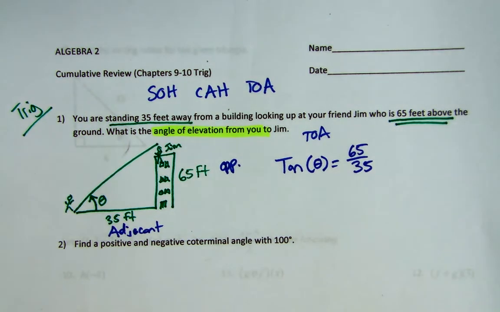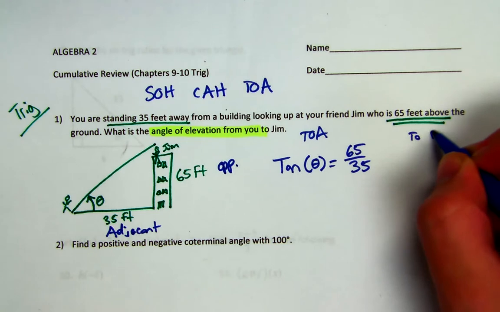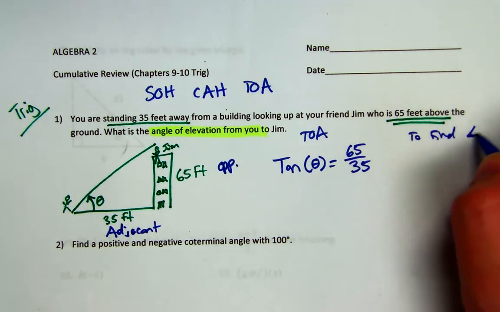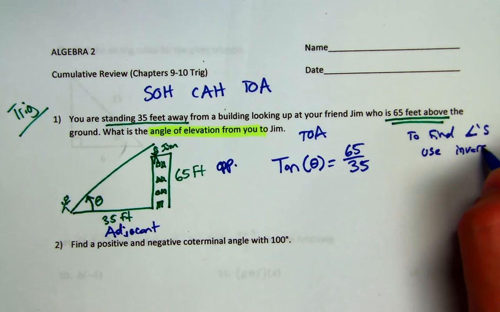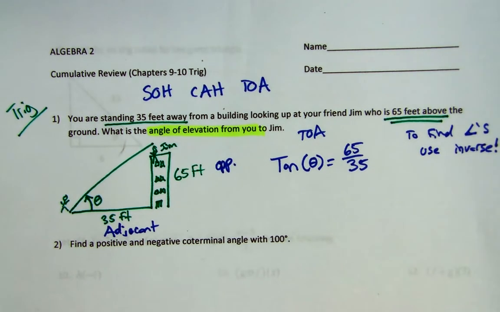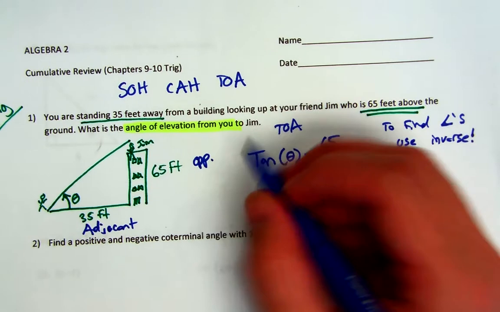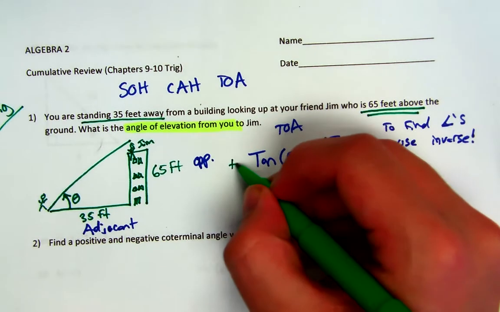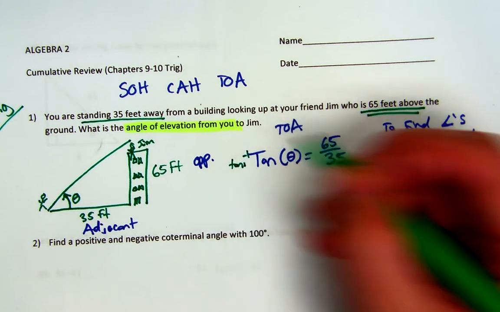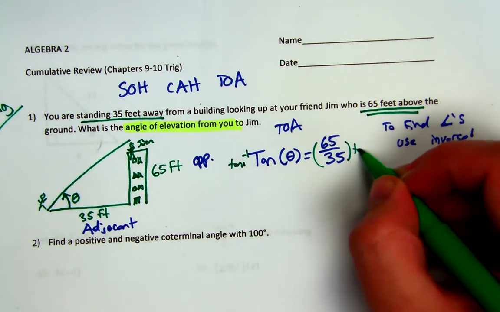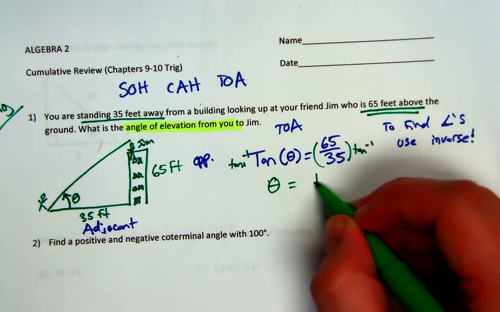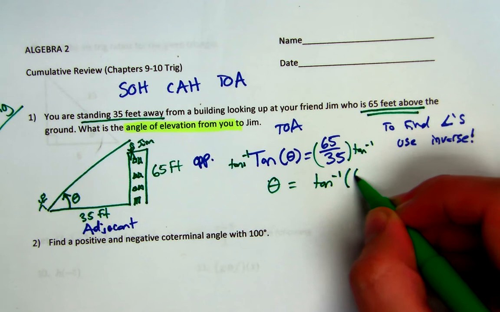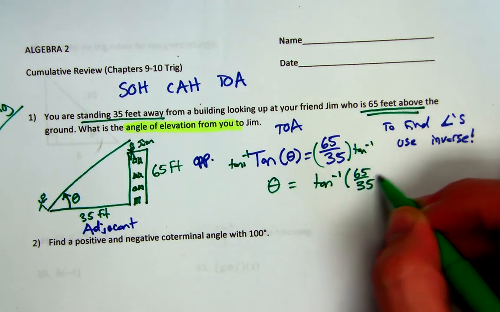Now remember, to find an angle, we use inverses. So we're going to take tangent inverse of both sides. So now we have theta equals tangent inverse of 65 over 35.